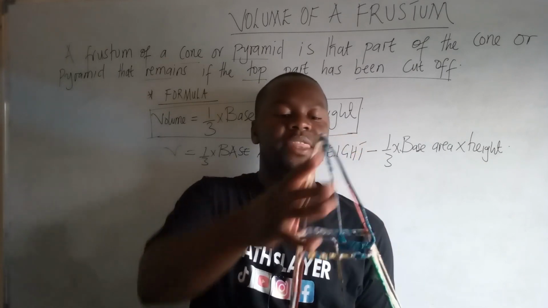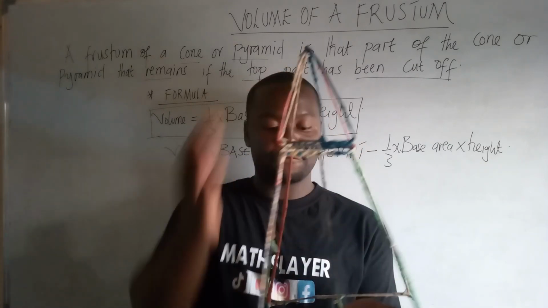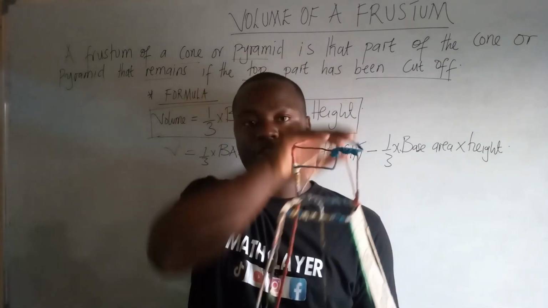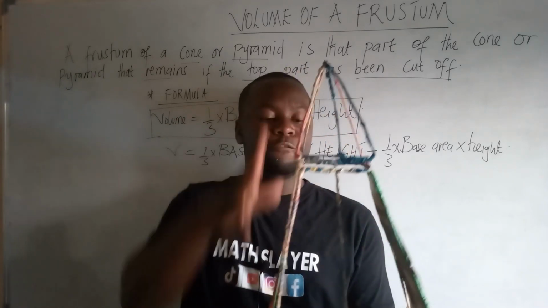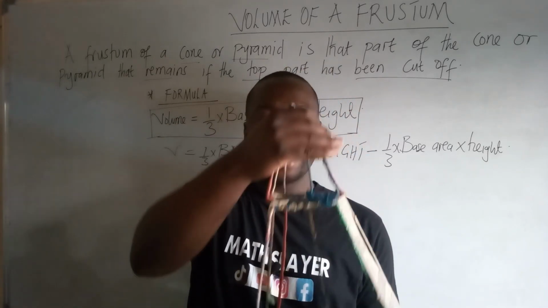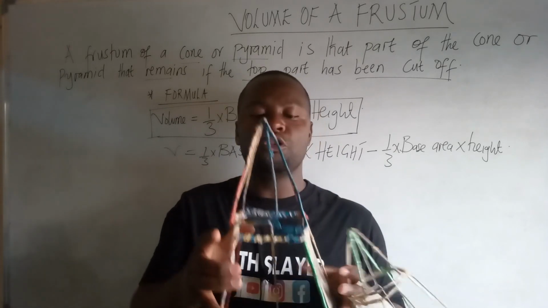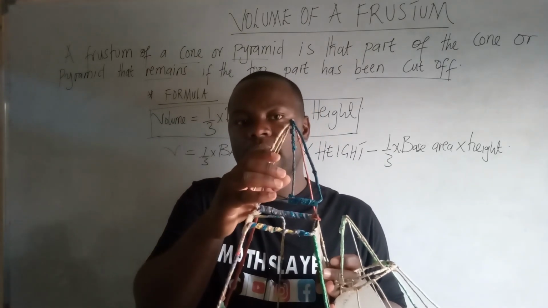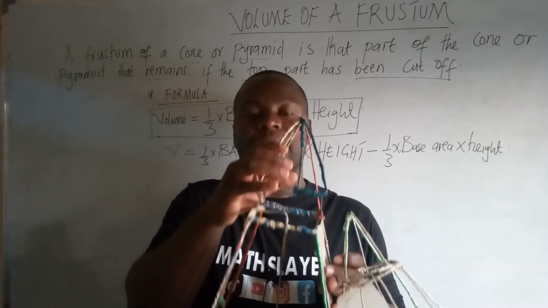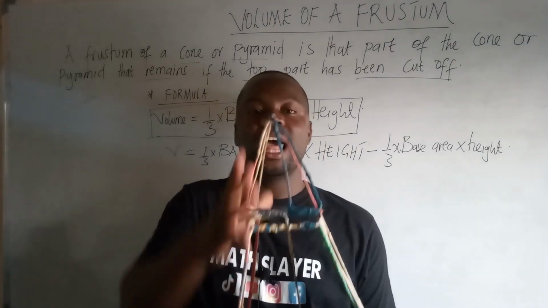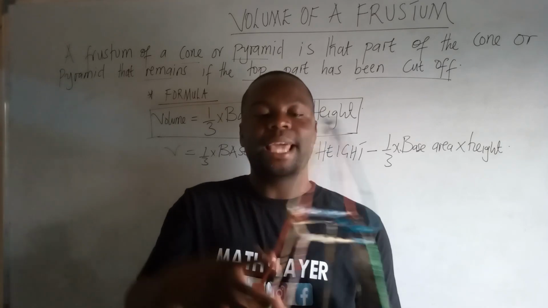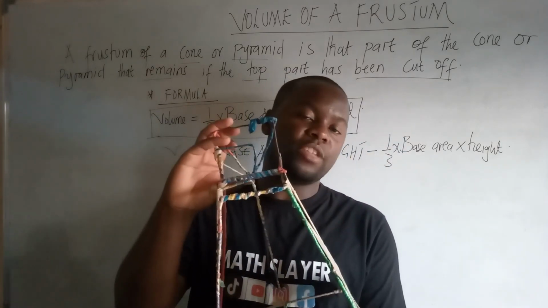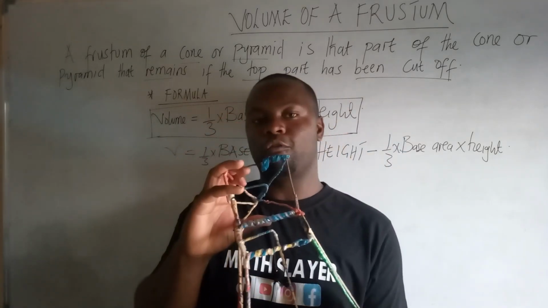However, the only way you can find the volume of this frustum is first by finding the volume of the entire pyramid, from here, including the top that has been removed. Thereafter, you need to find the volume of this smaller part of the pyramid that has been removed. When you do that, you subtract: the volume of the big pyramid minus the volume of the top part of the pyramid that has been cut off.